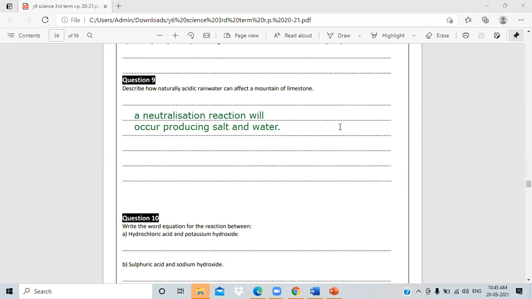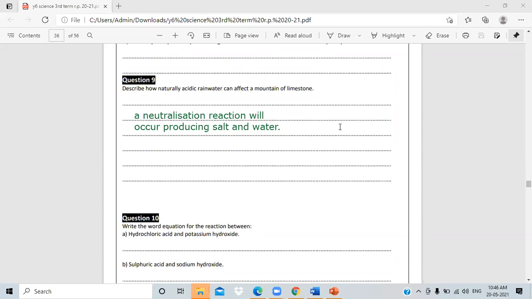Miss, all of these lines for only this? Yeah. You can write the equation if you would like to. You can write that the limestone is actually calcium hydroxide. You can elaborate if you want to. So you can say, for example, that acidic rainwater will react with limestone, which is calcium hydroxide in brackets, an alkali. So a neutralization reaction will occur producing salt and water, if you would like to.